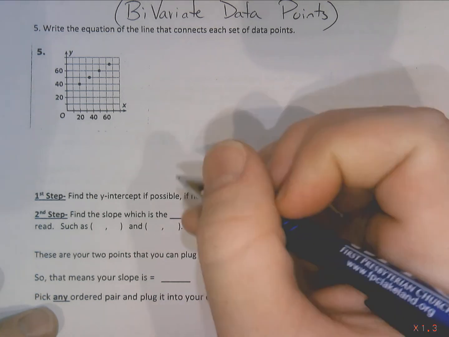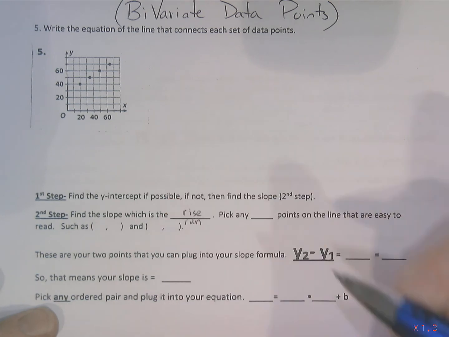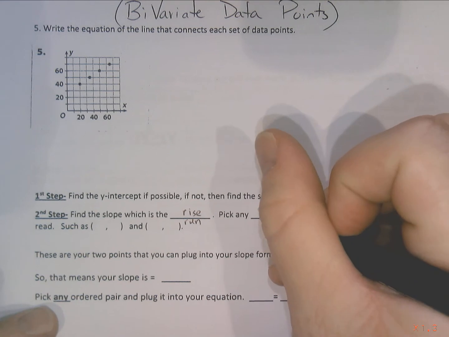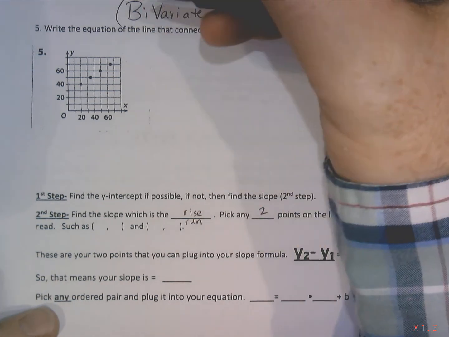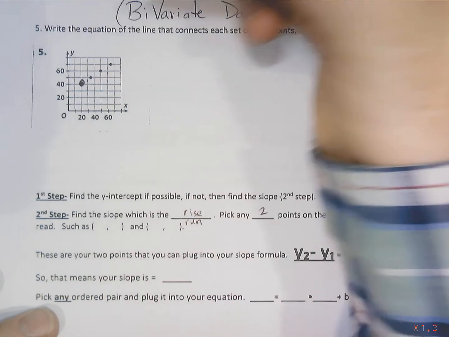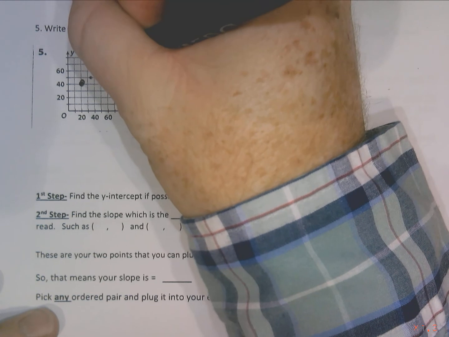So now remember, when you pick 2 points to go between to do the slope, you want to make sure you pick 2 points that are on the line that are easy to read. Let me give you an example. This one's pretty easy to read, so I would probably pick this one. And the third one. So the first and third points I would use.